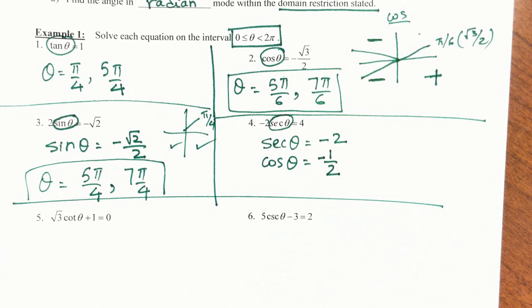Negative. Then you ask yourself a question. Now you're back to familiar ground. You ask yourself a question. In my unit circle, when is the value of cosine theta negative half?